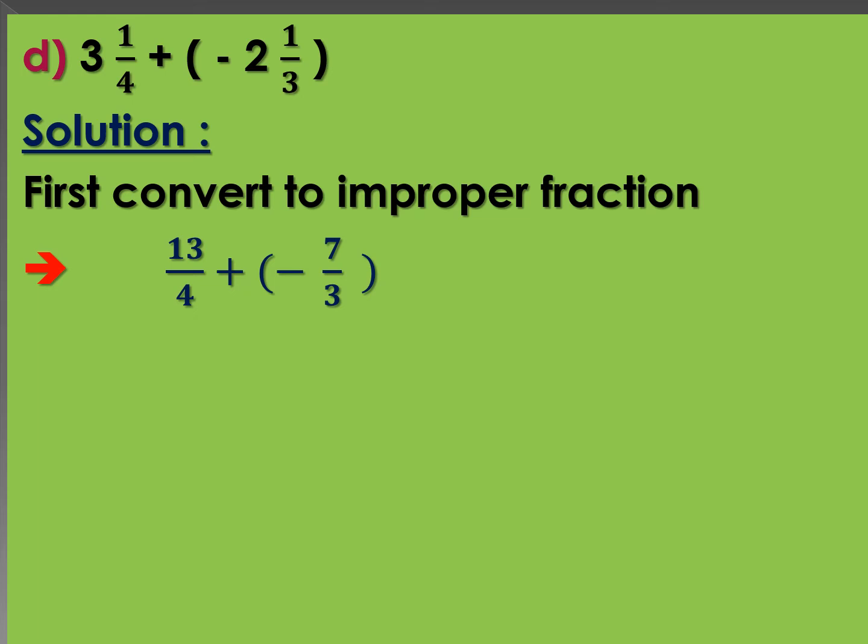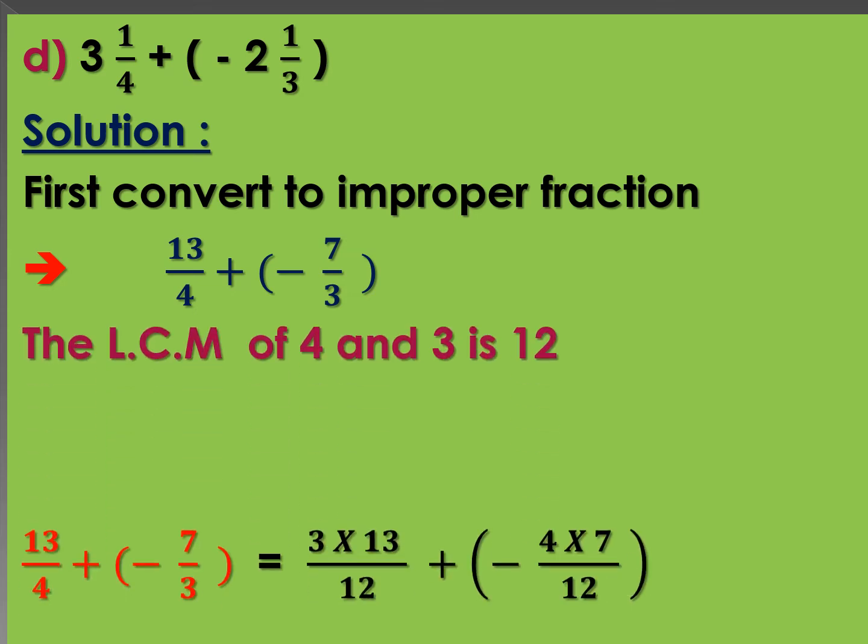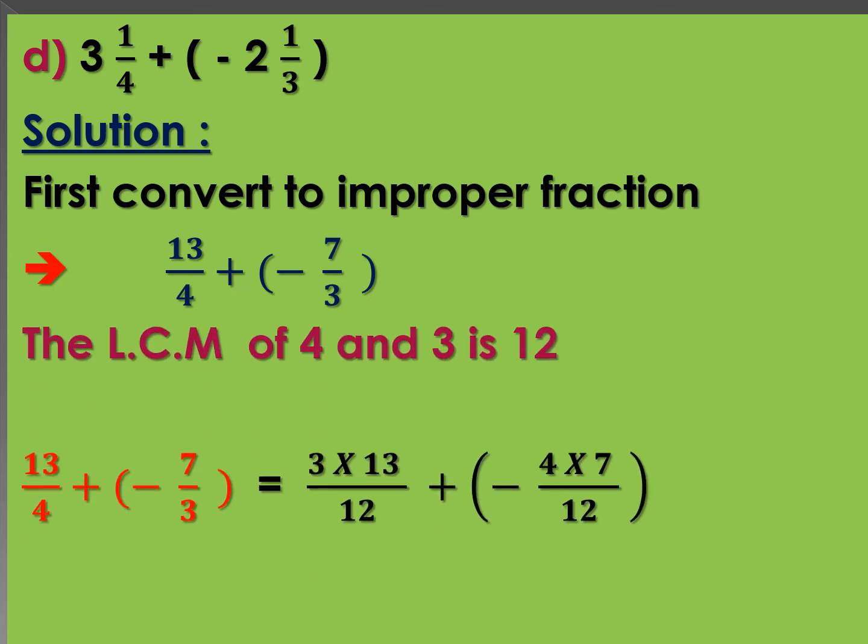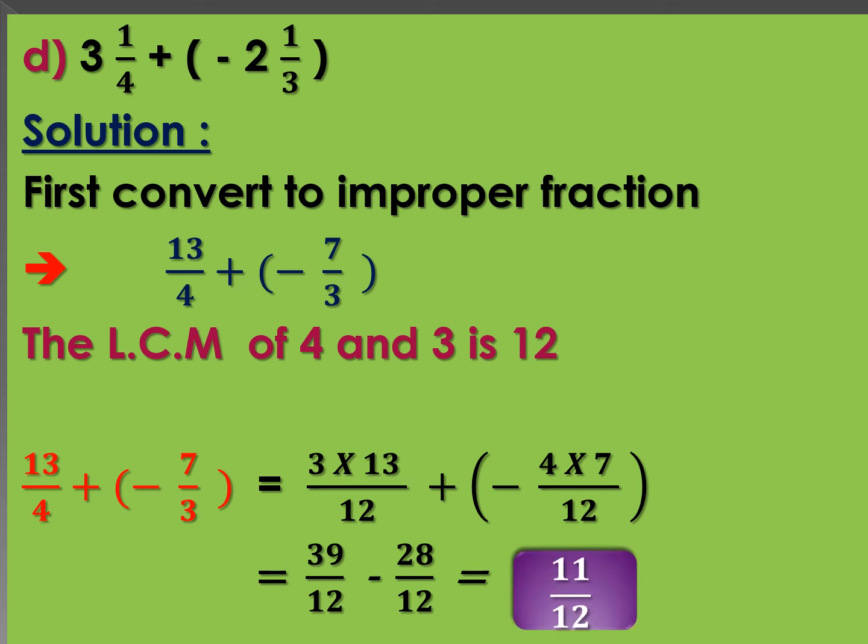Now we have the two different denominators, 4 and 3. The LCM of 4 and 3 will be 12. So it will be 12 in the denominator, and in the numerator 3 times 13 in the first term, plus negative 4 times 7 over 12. In the simplest form, it will be 39 over 12 minus 28 over 12 equals 11 over 12.